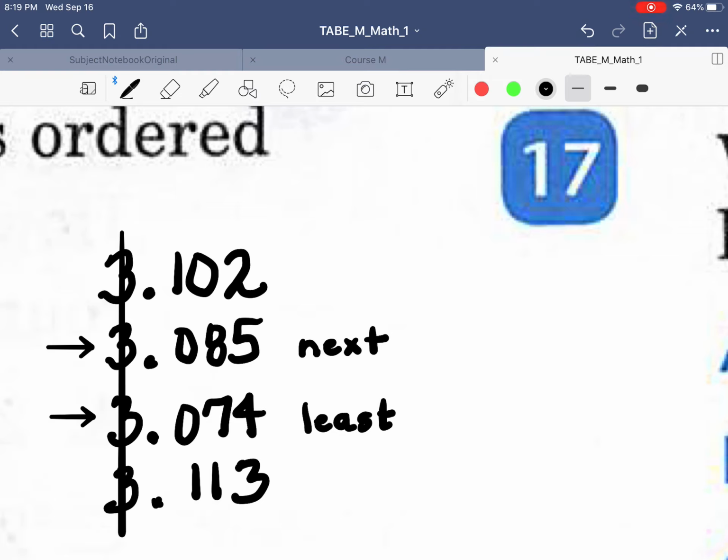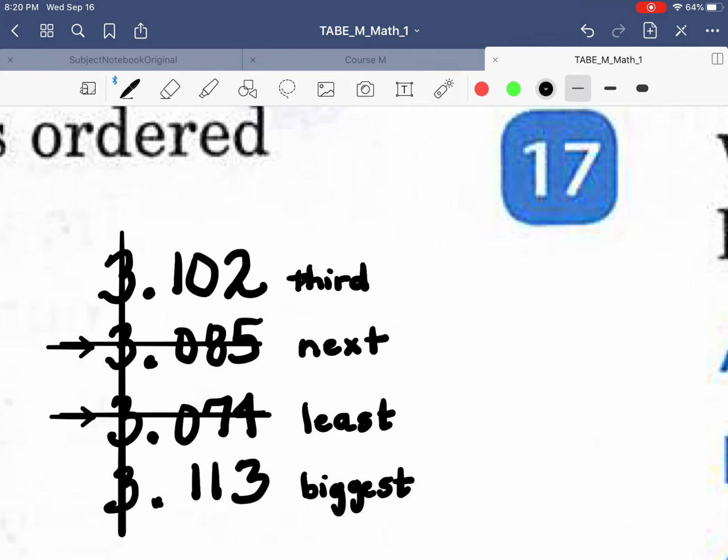Okay. So we've taken those two out of the picture. Then would you say that 102 or 113 comes next? This is the third one. 102 is smaller than 113. This is the biggest.